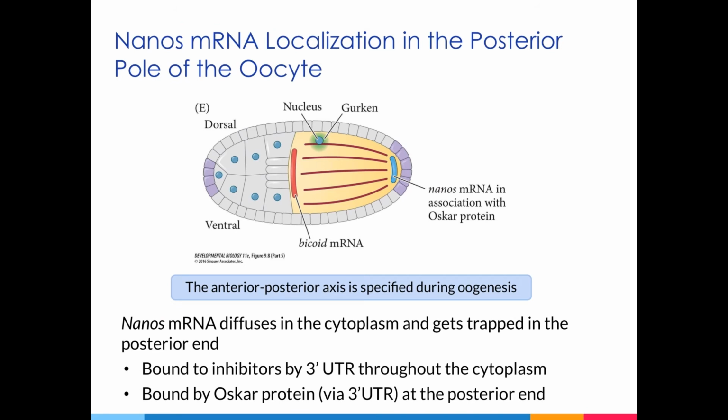The 3' UTR is also important for the localization of nanos, but nanos actually ends up at the posterior by diffusion. However, its 3' UTR is what allows it to interact with the protein Oscar, which traps it at the posterior. As nanos diffuses in the embryo, it is inhibited from being translated into protein by inhibitors that also bind to its 3' UTR.